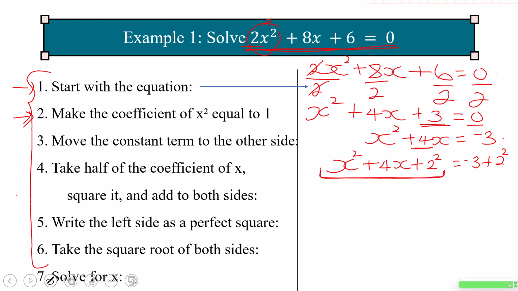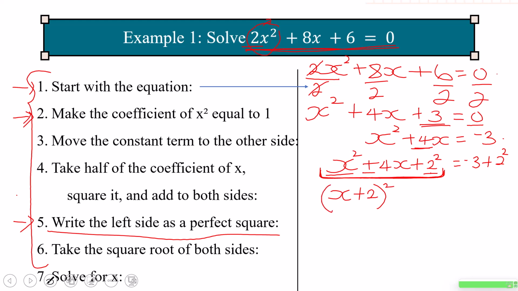For example, I can now write this side as a perfect square. That is our step 5. Write the left side as a perfect square. So how do we do that? To do that, we're going to pick this x, we pick the plus sign or the positive sign, and we pick the 2. So we pick x, we pick the plus sign, we pick the 2, and we square outside.